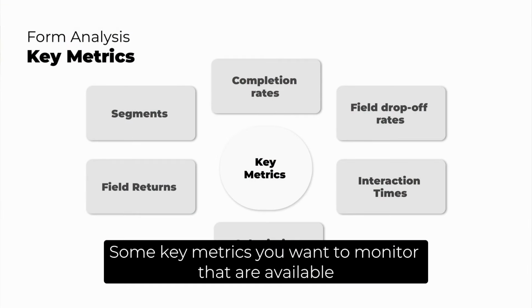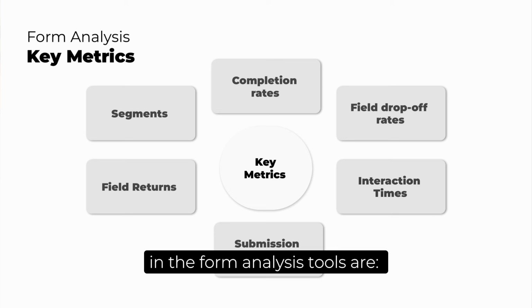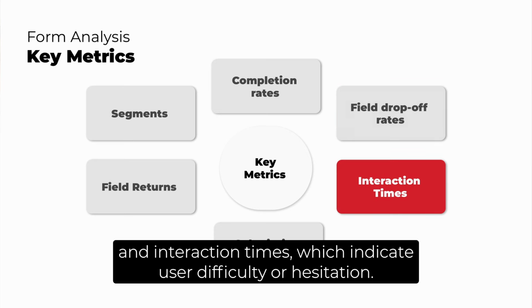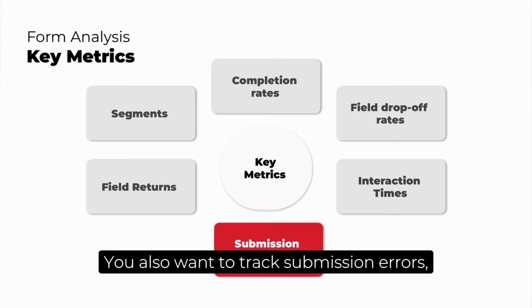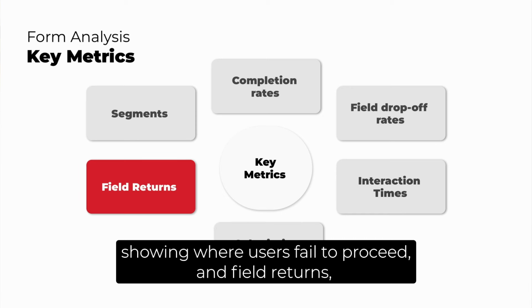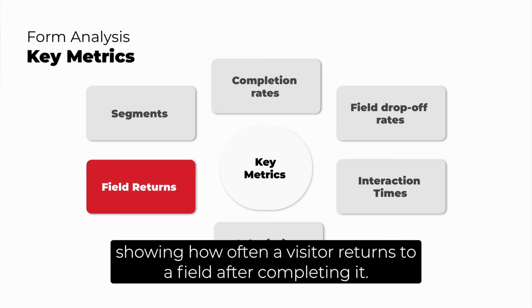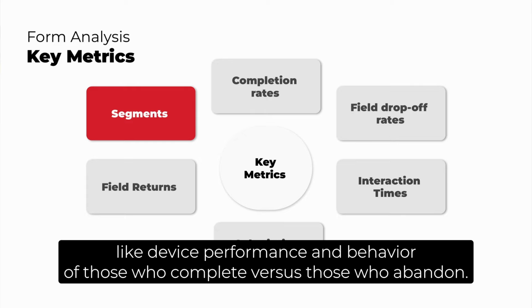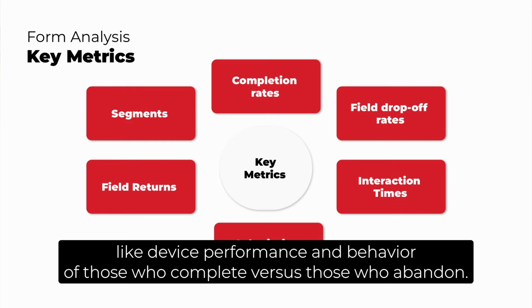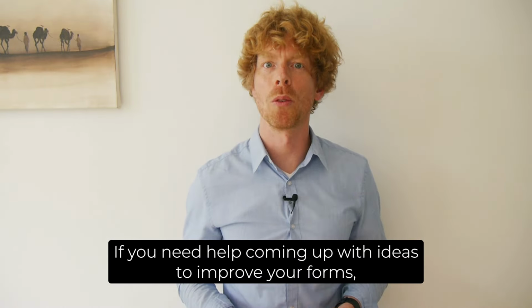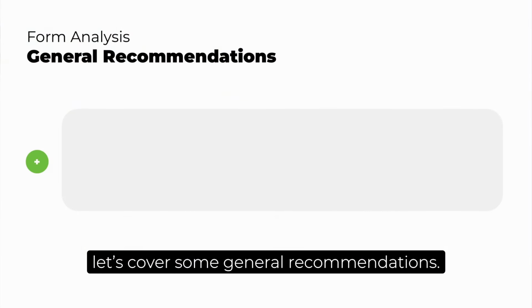Some key metrics you might want to monitor that are available in the form analysis tools are form completion rates, field drop-off rates to identify problematic fields, and interaction times, which indicate users' difficulty or hesitation. You also want to track submission errors, showing where users fail to proceed, and field returns, showing how often a visitor returns to a field after completing it. Of course, you also want to see segments, like device performance and behavior of those who complete versus those who abandon.